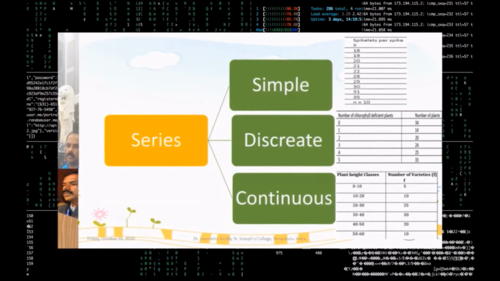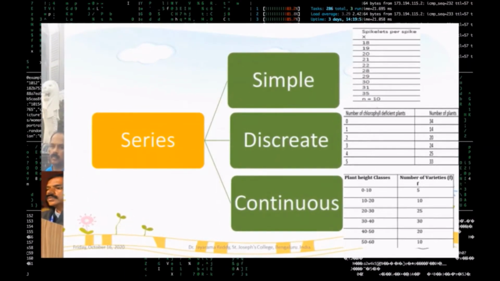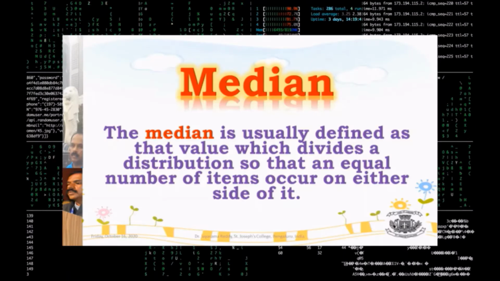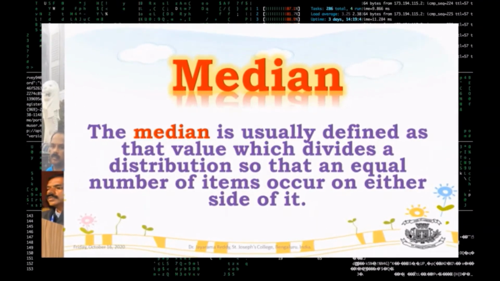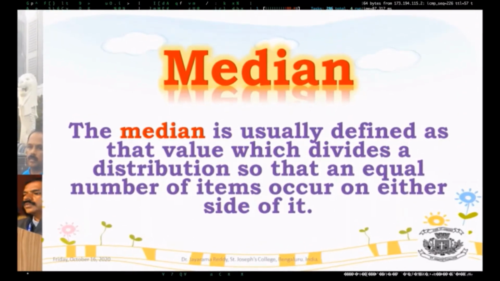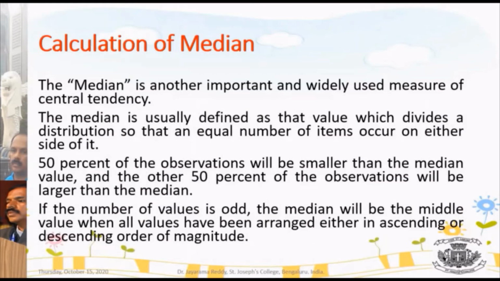Data is collected in three different ways: simple series, discrete series, continuous series. Median is usually defined as that value which divides the distribution so that an equal number of items occur on either side of the median. 50% of the values are greater than the median, 50% of the observations are smaller than the median. Median is the middle value.